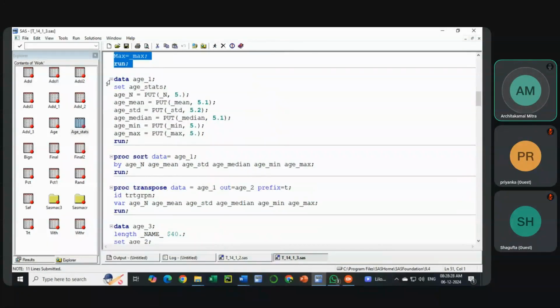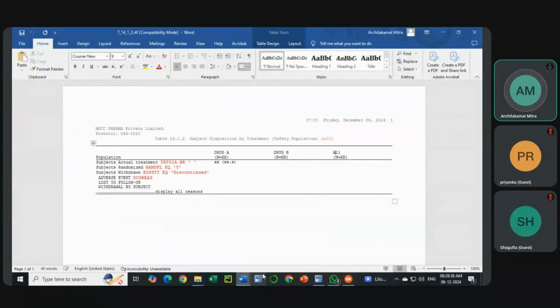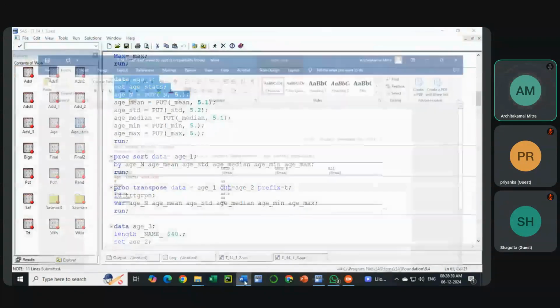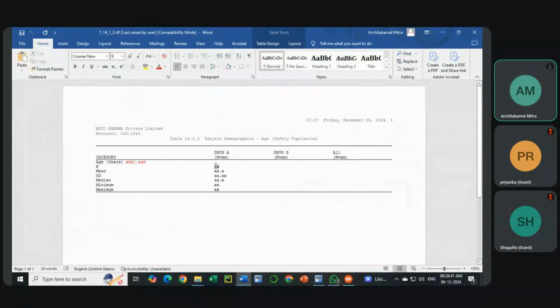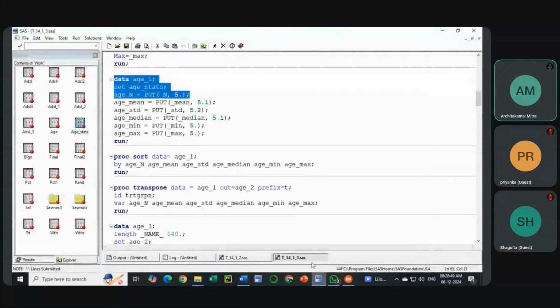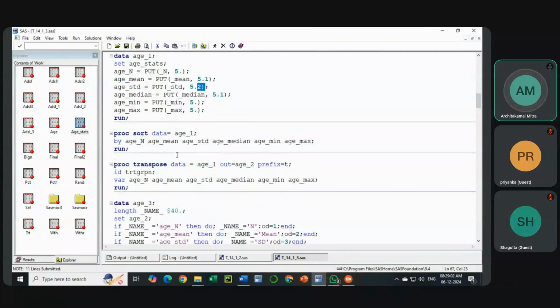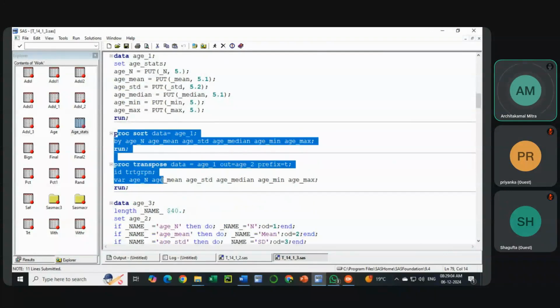That's it. Then we set it as per the rule, like 5.5, 5.1, 5.2. Why are we doing this? Because there's a difference here. For age, there would be no decimal. For mean, there would be 1 decimal. For SD, there would be 2 decimal places. For median, there would be 1 decimal, and so on. Since it is specified, we have to do it accordingly. Once we did that, we did a proc sort and a proc transpose.